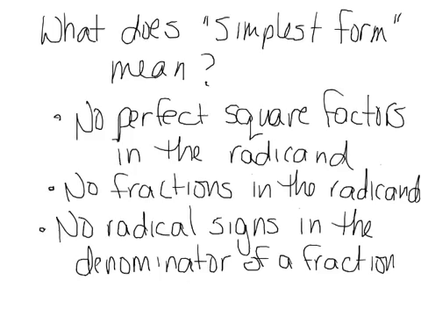What does simplest form mean? This is important because when you get to the problems where it says put your radical in simplest form, what does that mean? First of all, there can be no perfect square factors in the radicand. So underneath the radical, none of the factors that make up a number in here can be a perfect square. No fractions in the radicand. So in the radicand, you cannot have a fraction. Okay, and no radical signs in the denominator.